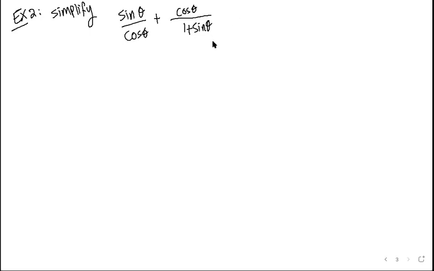Sine over cosine is equal to tangent, right? There, this is tangent theta plus cosine of theta over 1 plus sine of theta. Here I get Martin, he said, what about if we do the common denominator? Yes, this is true too.